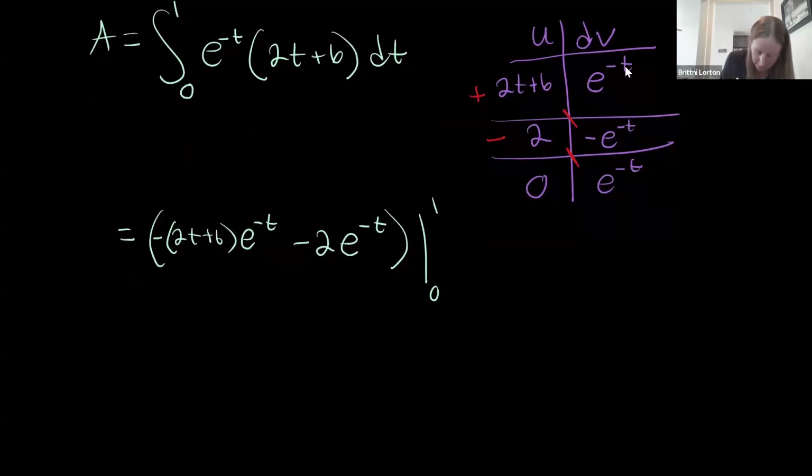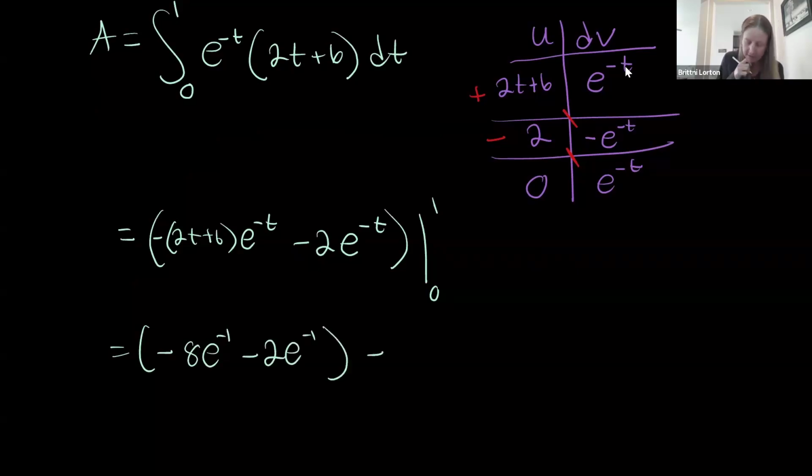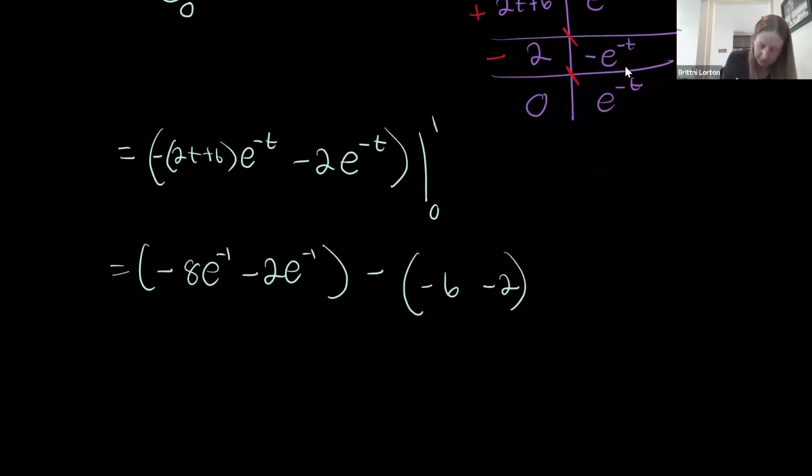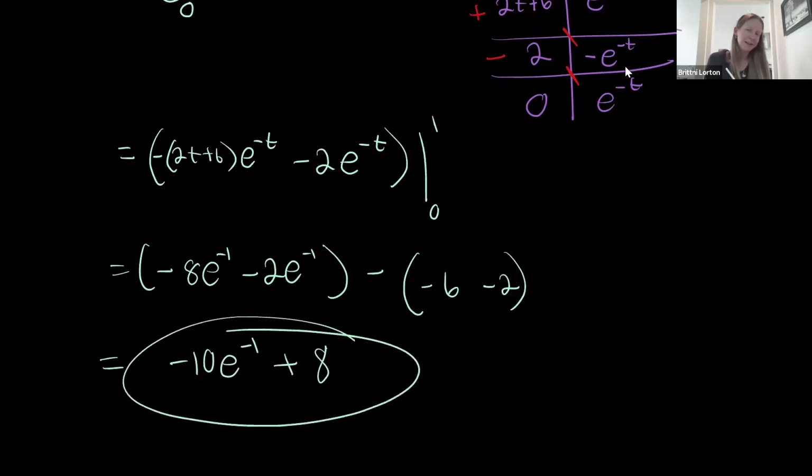So I'll plug in my bounds, and I ended up with negative 8 e to the negative 1 minus 2 e to the negative 1 minus, if I plugged in 0, I got negative 6 e to the 0, and e to the 0 is 1, minus 2 e to the 0, and e to the 0 is 1. So negative 10 e to the negative 1 plus 8. Ta-da!